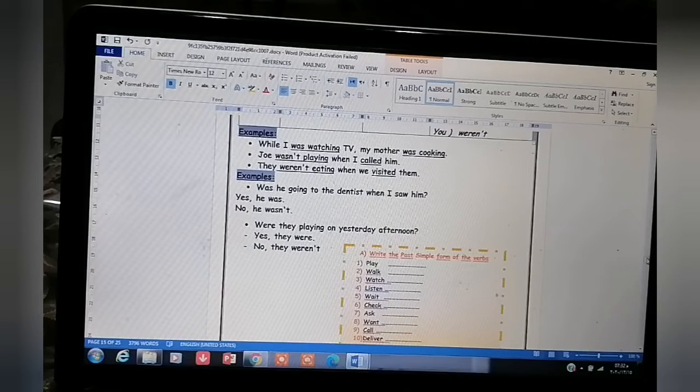Now, if you want, tomorrow do this exercise. Write the past simple form of the words. I will do it, inshallah, and upload it to you. But not for today. This is enough for today. We're going to take it tomorrow, inshallah. I have to finish the class now.